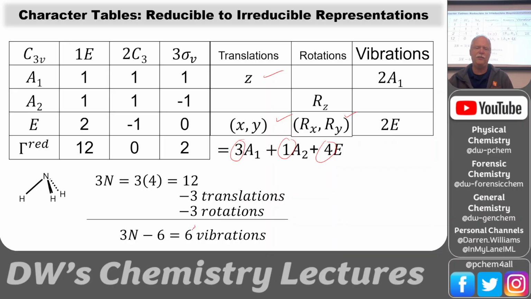Now this is strange because we have 6 vibrations, but it looks like we only have 4 things here. But these are doubly degenerate, right? So there's a vibration in the X direction and a Y direction under 1E, and they count as 2 different vibrations, but only 1 symmetry for that. So that's where we end up looking like we only have 4 vibrations, but these count twice.